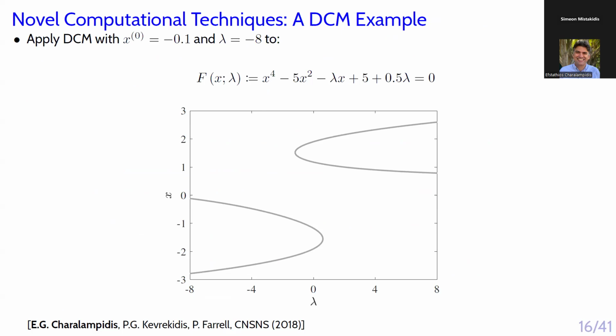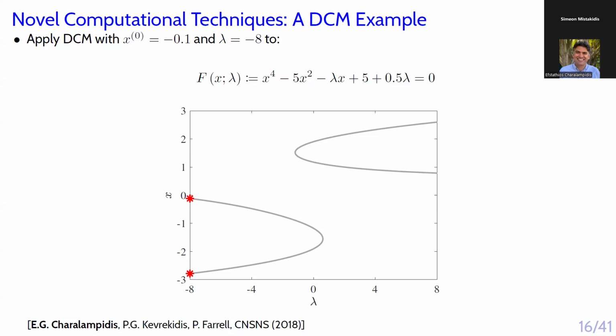So here is an example. My initial guess is minus 0.1, I'm fixing lambda, it's minus 8. So if I start at minus 0.1, I'm going to converge probably to this solution. So Newton's method converges here. I'm going to apply this deflation operator for that solution, and I'm going to solve the deflated problem. So I'm going to find the second solution. I'm going to deflate now both of them. There is nothing left in my problem, so my search stops.